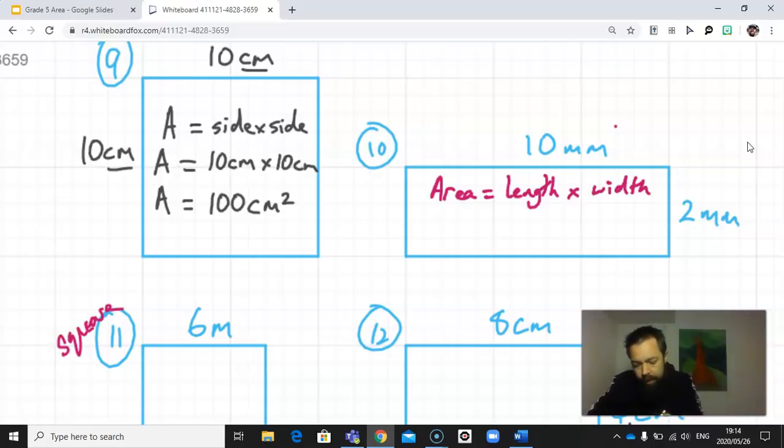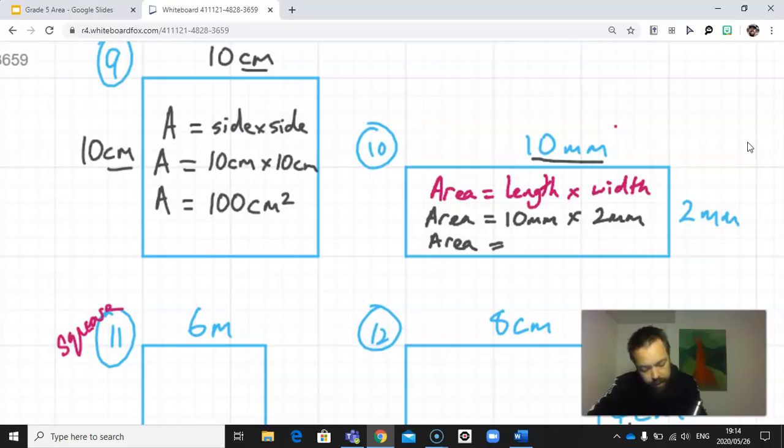Okay, so now what I'm going to do is I'm going to take the actual numbers and I'm going to put them where the word is. So area is equal to, well, the long side was 10 millimeters. And the short side was 2 millimeters. Now I'm going to times the numbers. 10 times 2 is 20. There were 2 millimeters, or 2 sets of millimeters, so it's 20 millimeters squared. Hope this is starting to make sense.